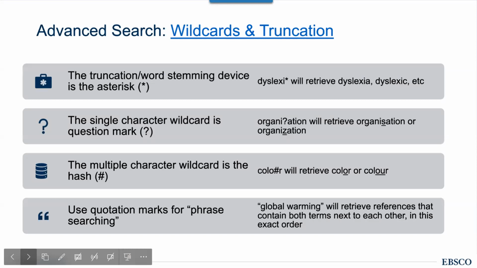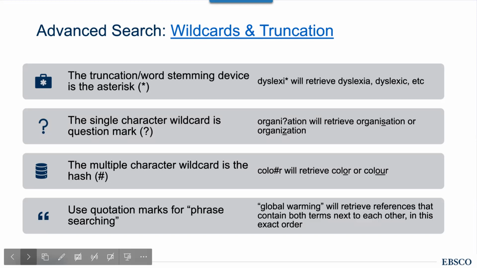Then we also have wildcards and truncation. Not as popular, but I can send links to information on this if you'd like to utilize wildcards and truncation. I've got the most popular ones here. Adding an asterisk allows you to truncate a word using the stem, and then it will retrieve all related terms. So in this example, dyslexia with the asterisk will retrieve dyslexia and dyslexic. Utilizing a question mark in the middle of a word as a wildcard will retrieve different spellings of the word.